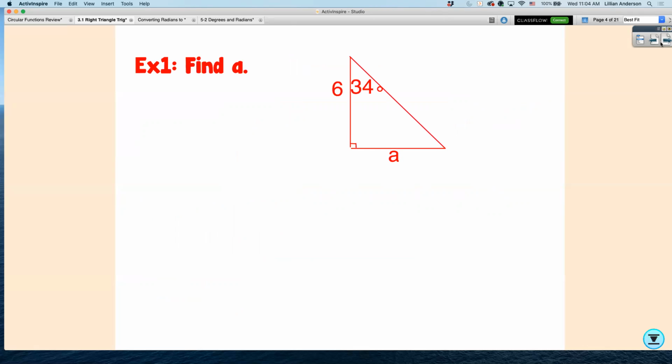Okay, so let's take a look at this very first example. We're going to find side A. As we see, we have a right triangle. So that's going to let us know that we're going to use SOHCAHTOA in some shape, way, or form.